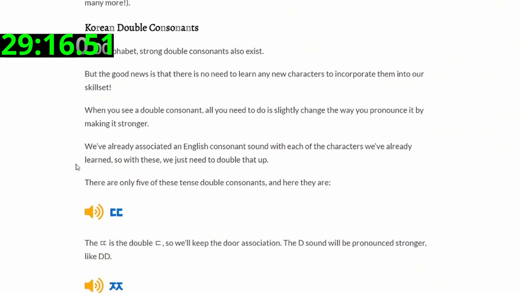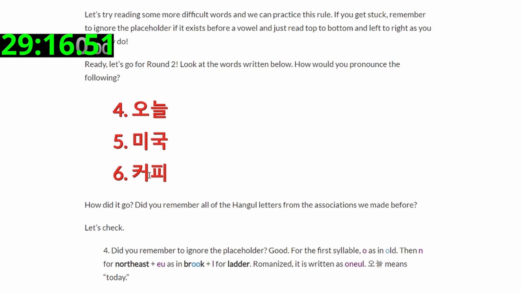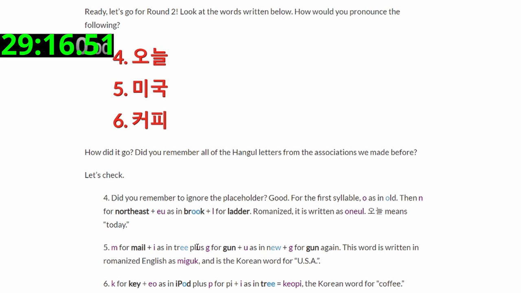So this line here is the E sound, as in tree. And then this is not a placeholder. This is G, I think. M for male, plus I as in tree, plus G for gun, plus U as in do, plus G for gun again. This word is written in English as Miguk, and it's the Korean word for USA.